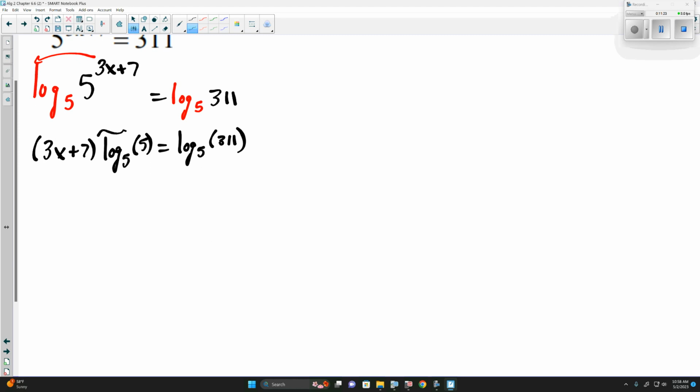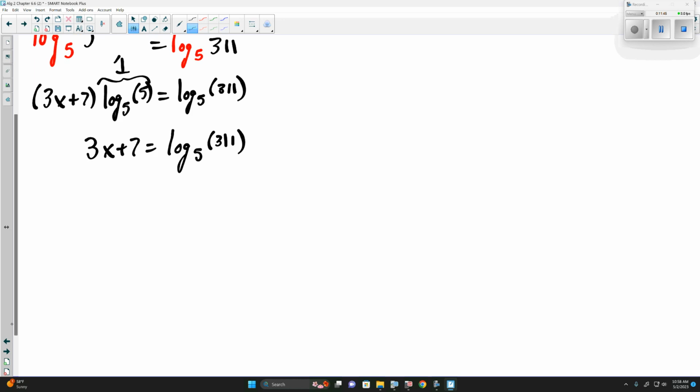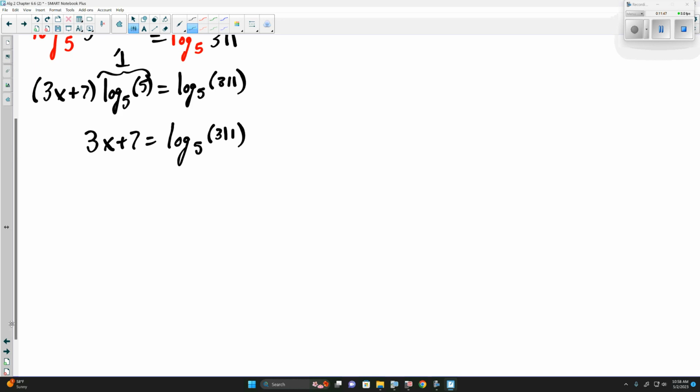And as we've seen so far, this is just 1. And if we multiply 3x and 7 by 1, we just get 3x plus 7. If it had been something other than 1, we would actually have to distribute it out. But since it did become 1, it reduces the left-hand side to just being 3x plus 7. Any questions on how we got to this point here?